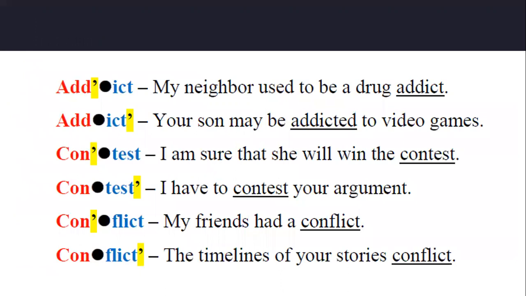So, as you can see, we have addict. My neighbor used to be a drug addict. And the verb addict. Your son may be addicted to video games. Contest. I am sure that she will win the contest. Contest. I have to contest your argument. It means I don't agree with your argument. Conflict. My friends had a conflict, a misunderstanding. Conflict. The timelines of your stories conflict, means they are mixed.